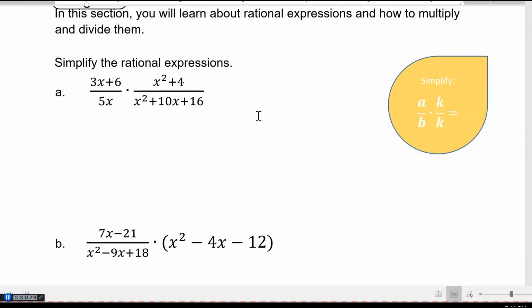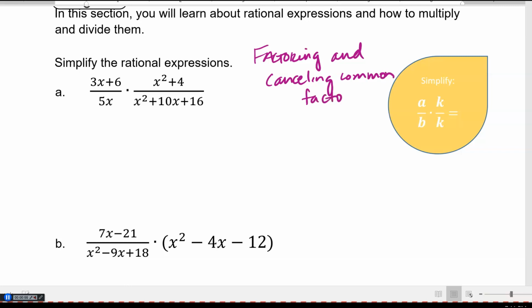First, we have a problem that says simplify the rational expressions. And what operation do we have here? We have multiplication here. Because of this dot, you know that we're multiplying. But we're not actually multiplying. What we're doing is we are factoring first, and then we're canceling common factors. So that's what we're going to do for these particular problems.